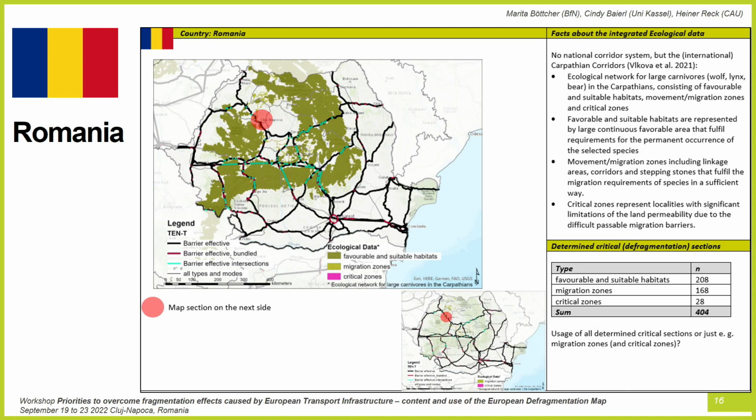The movement migration zones including linkage areas, corridors, and stepping stones, which fulfill the migration requirements of species in a sufficient way. And within the Transgreen project, critical zones are identified which represent localities with significant limitations of the land permeability due to the difficult passable migration barriers. In the overlay with this network, we found out 404 defragmentation sections. More than half of it are in suitable habitats, and one half are in overlay with the migration corridors.